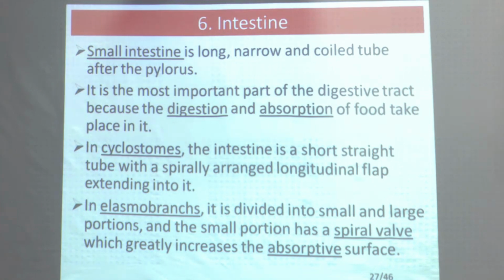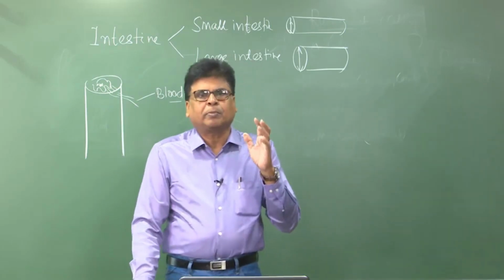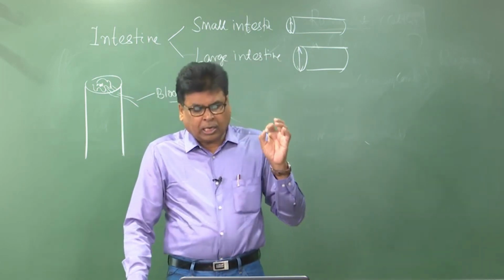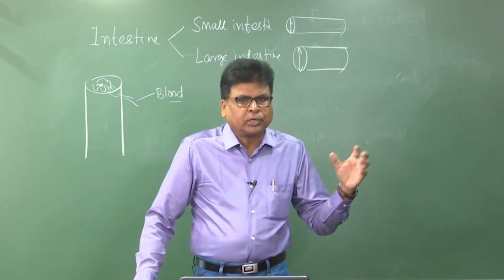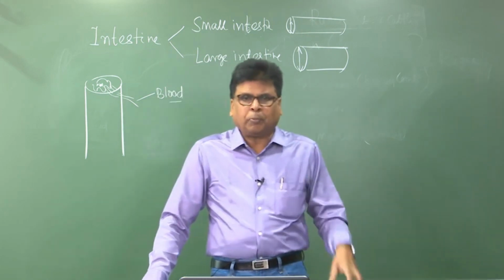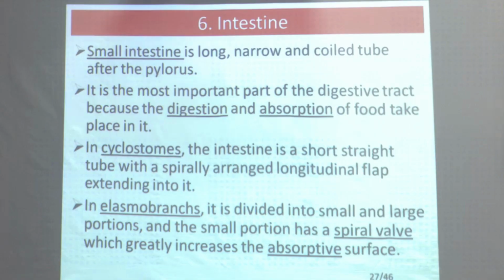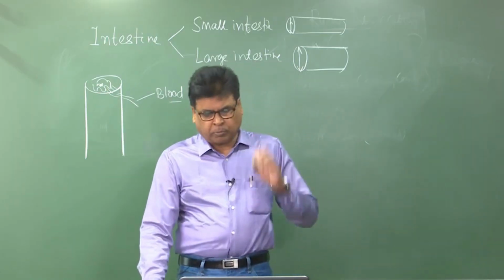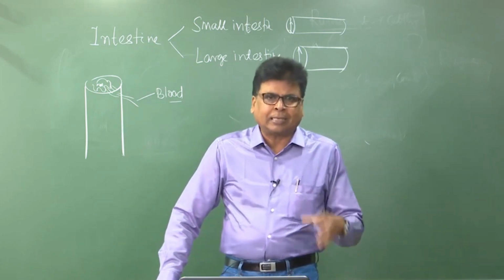In cyclostomes, the primitive vertebrates, the intestine is a single straight tube. But in elasmobranchs, the cartilaginous fish, it is divided into a small and a large portion, the small intestine and the large intestine, and the small portion has the spiral valve, which greatly increases the absorptive surface. So the spiral valve is present in the elasmobranch. I shall discuss the intestine of the elasmobranch in detail.